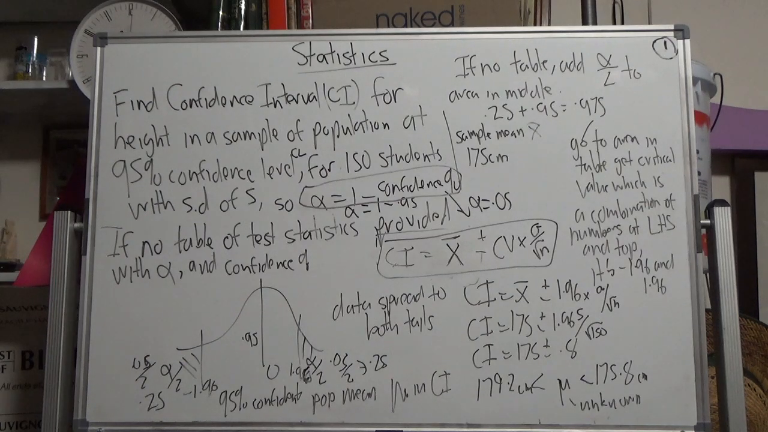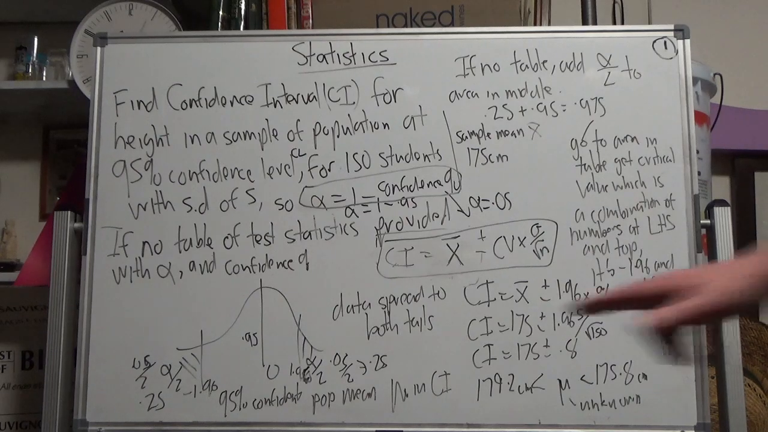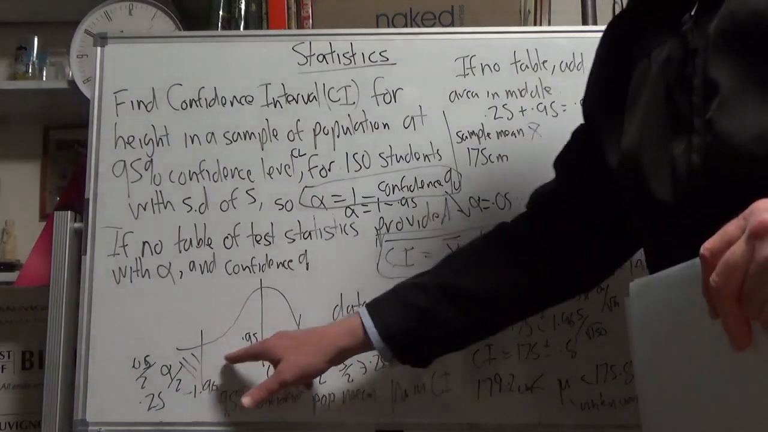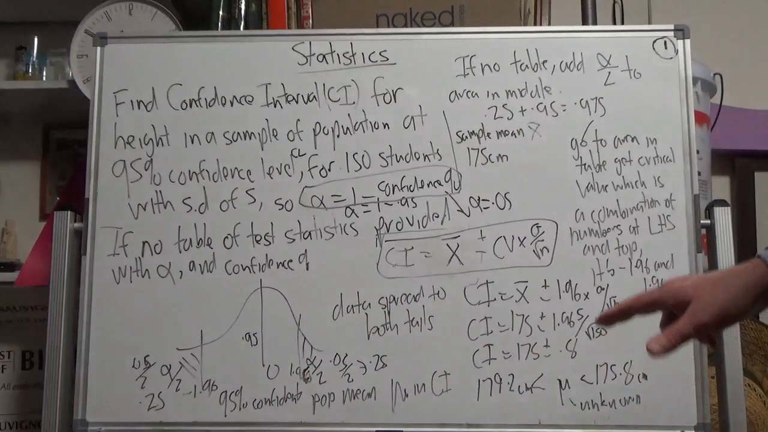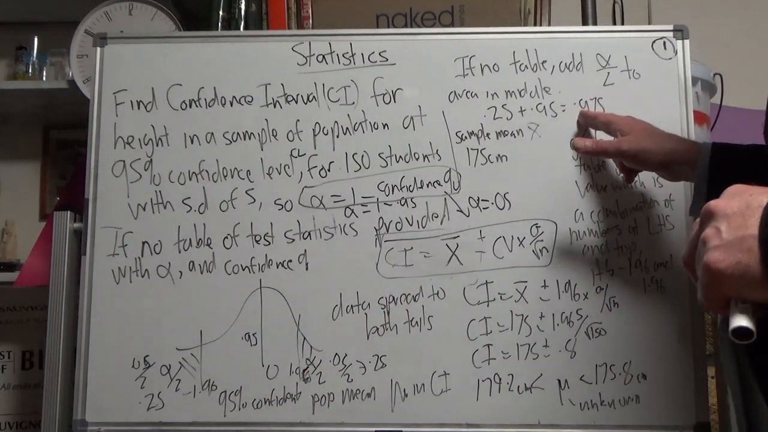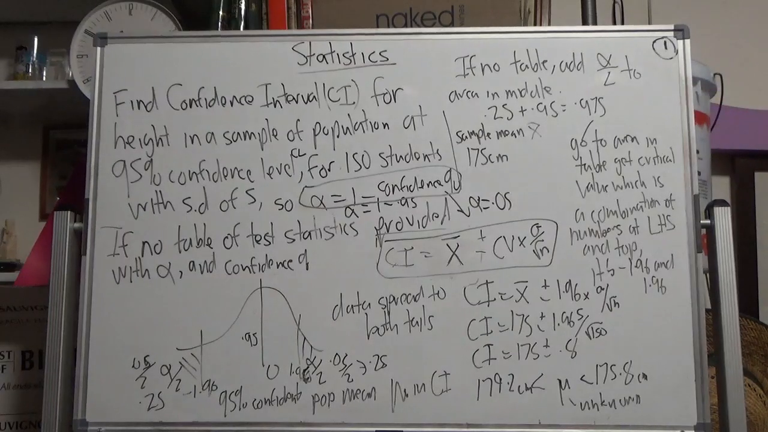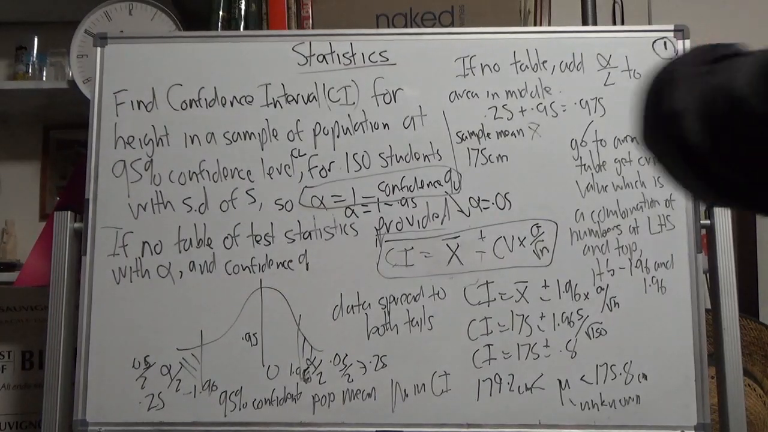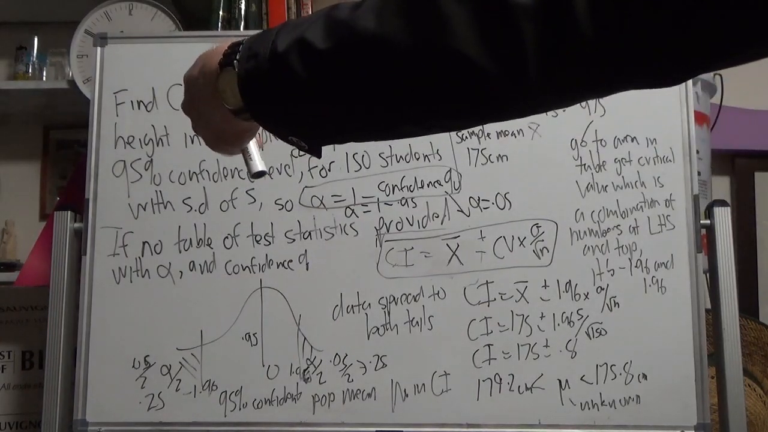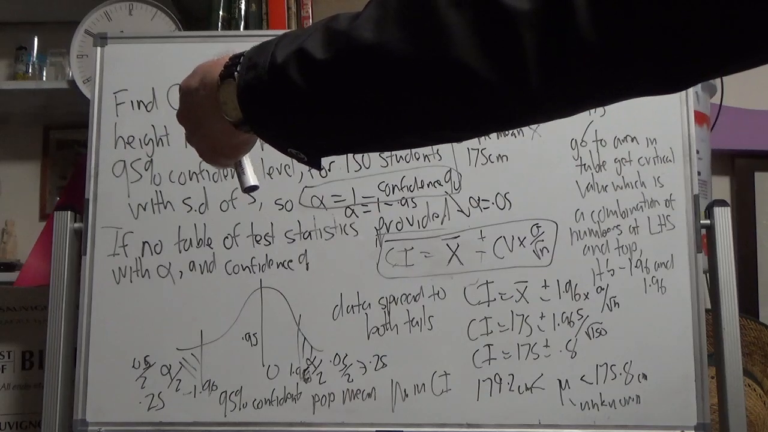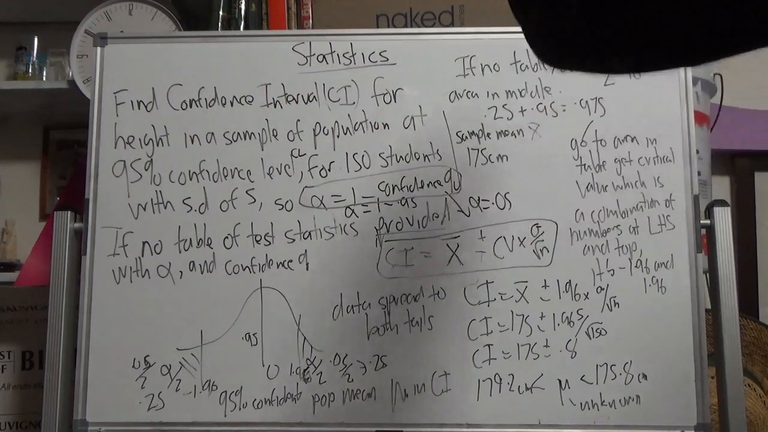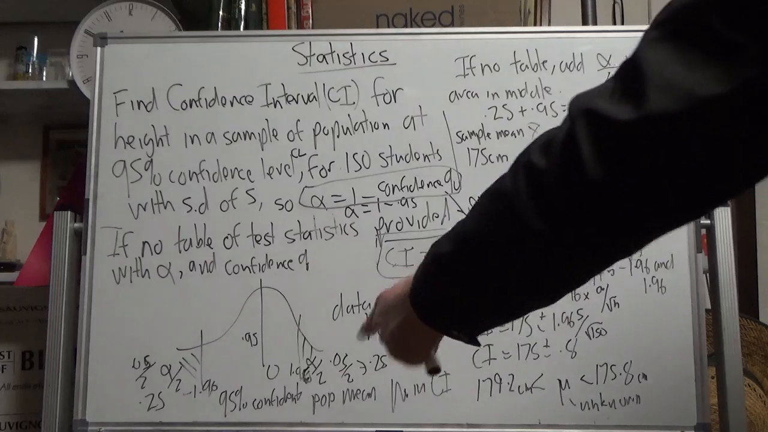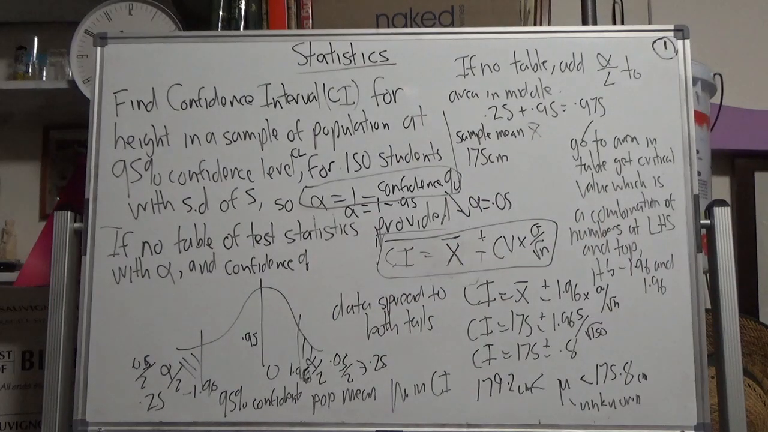Sometimes you are given a table, which makes it a bit easier. So add up 0.25 plus 0.95 to give you that value in the table. Go along to the left, get the left numbers, 1.9, and the top number is 6. Put it all together, that's your critical value.